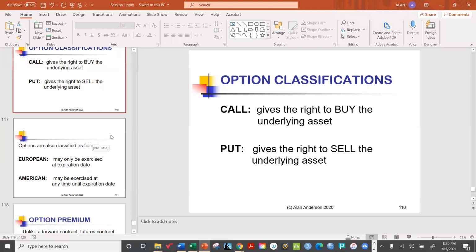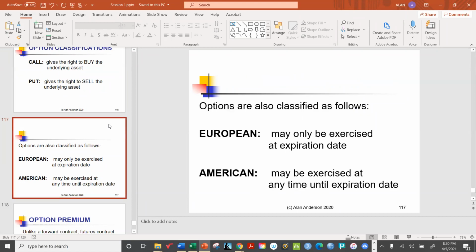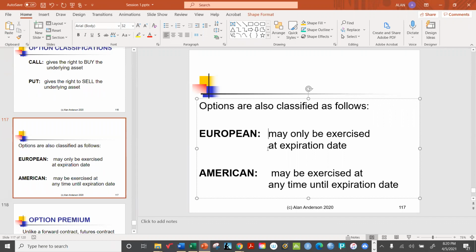Now, here's another classification scheme that we need to be familiar with. In addition to everything we've seen, the two major categories for options are European style and American style. A European style option can only be exercised on the maturity or expiration date. You get one shot at it and that's it. The American style option, on the other hand, you can exercise anytime you please, right up until the maturity date or expiration date, after which, of course, it becomes worthless.